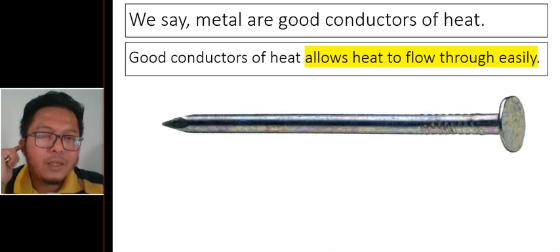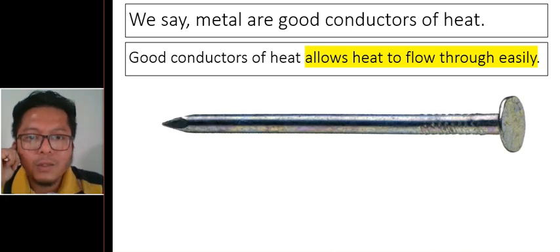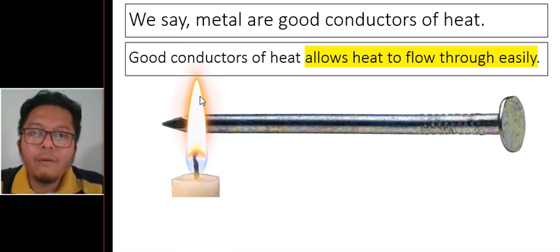Now check this one. If you don't understand, let's look here. This is a nail, a metal nail. When you put a candle flame on the end of the metal nail, now remember, do not do this at home without your parents looking. Do not do this, it's very dangerous.